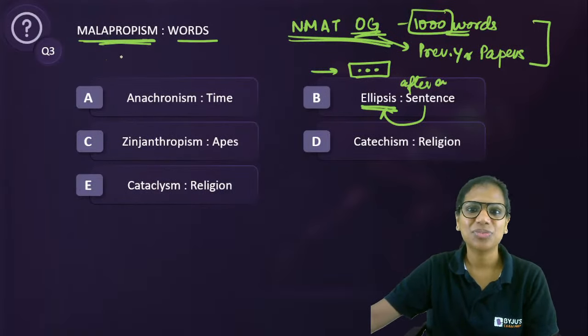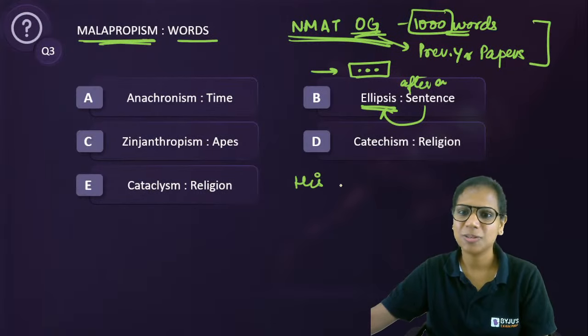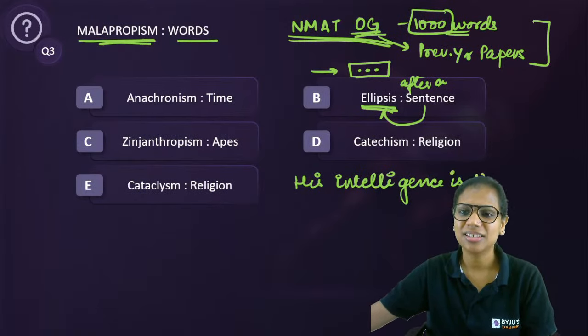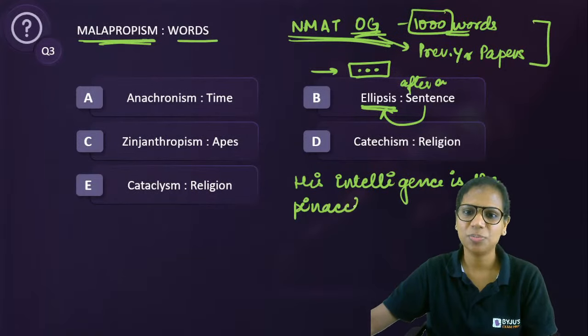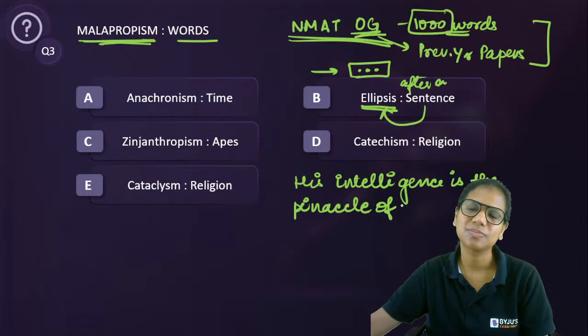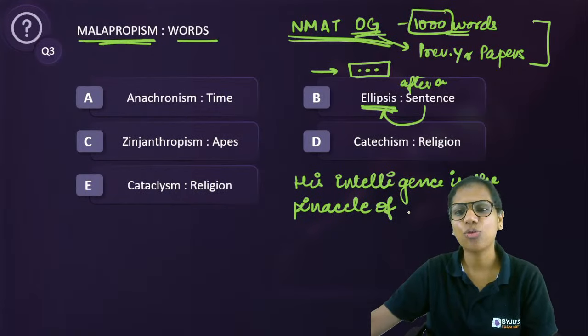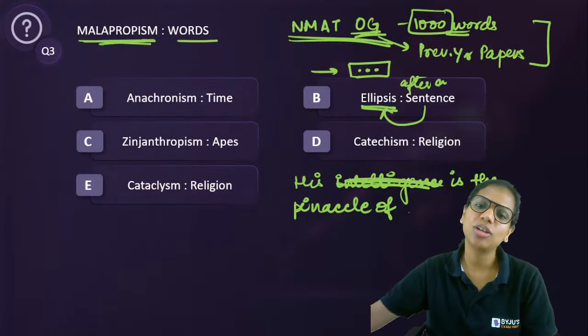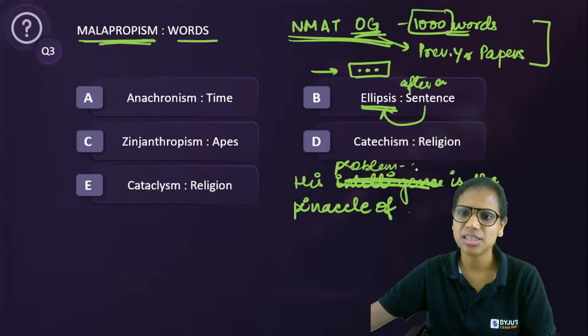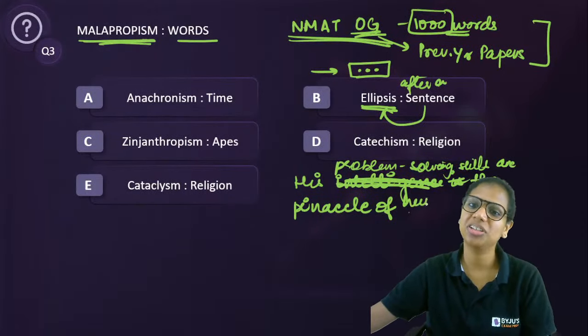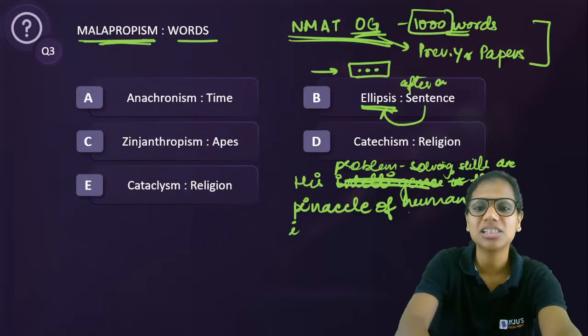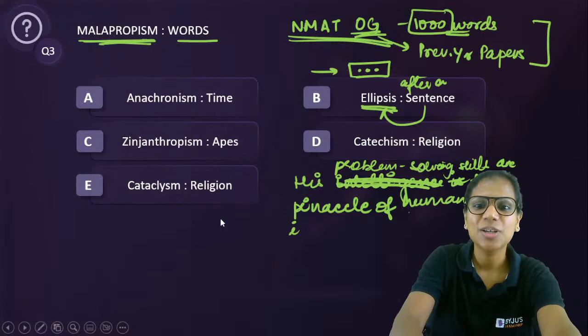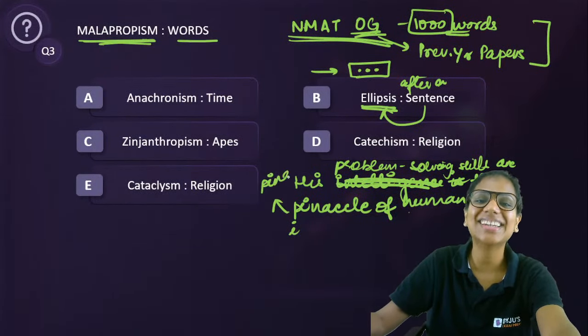If I say, his problem solving skills are the pinnacle of human intelligence. Okay, I'm calling him so intelligent. So his problem solving skills represent the peak of human intelligence, right? So instead of saying pinnacle, if I say pineapple, that is malapropism.